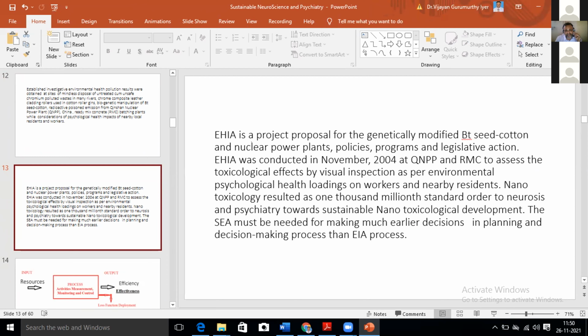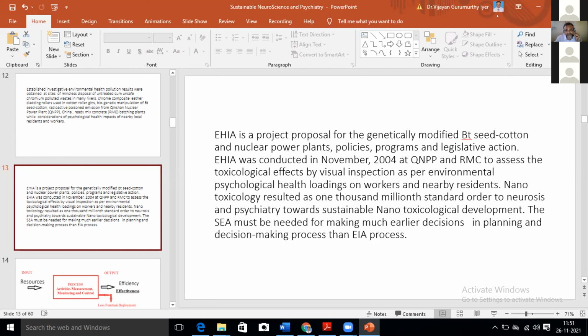For example, the Kunshan nuclear power plant in China. The power plant has very good production and quality, but there are a lot of environmental health problems among the people in the vicinity. That is a disaster due to the nuclear radiation that took place nearby Shanghai, and the nearby people were affected by the radioactive pollution, with psychiatric and neurological problems. So this needs the environmental health impact assessment.